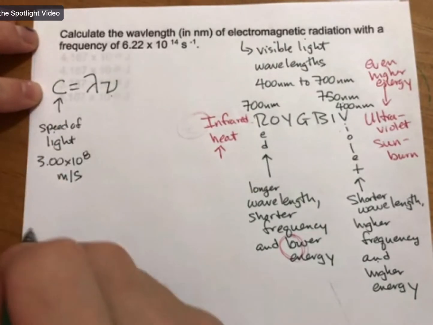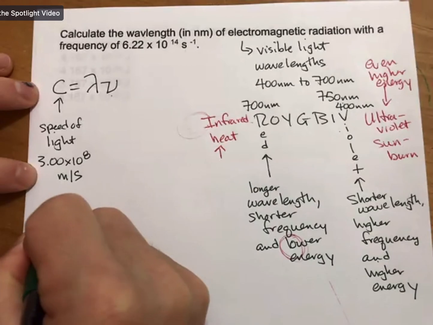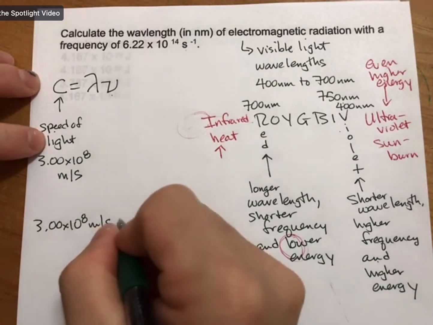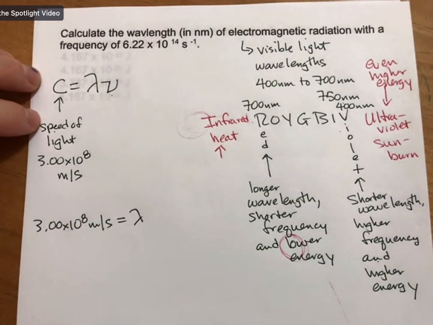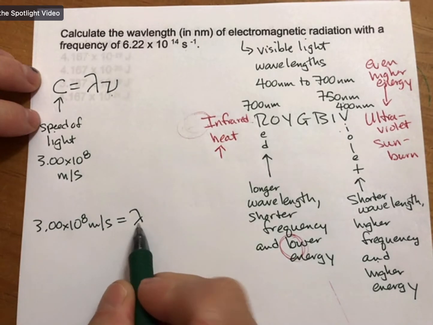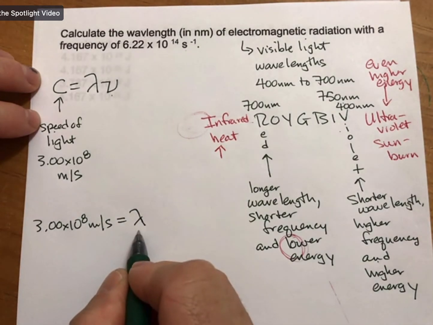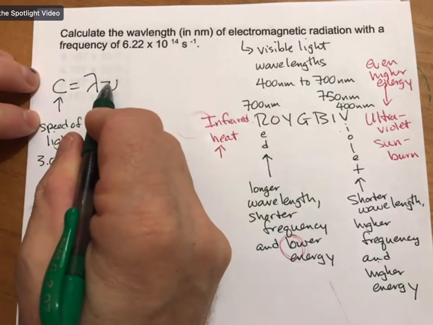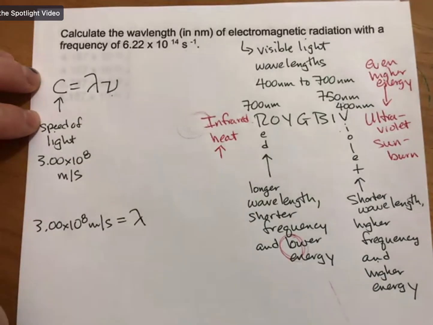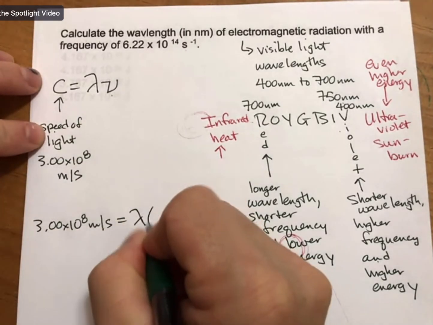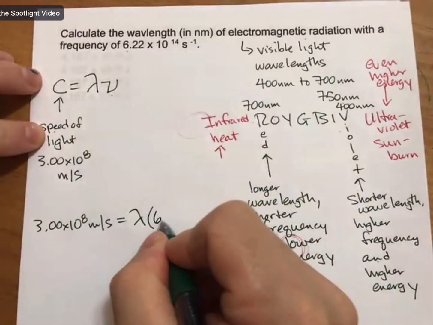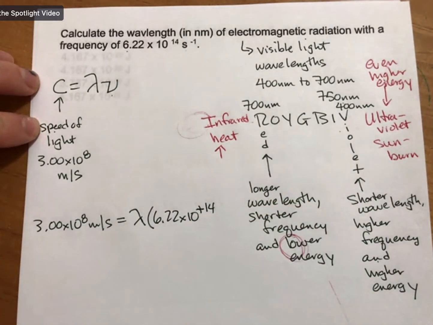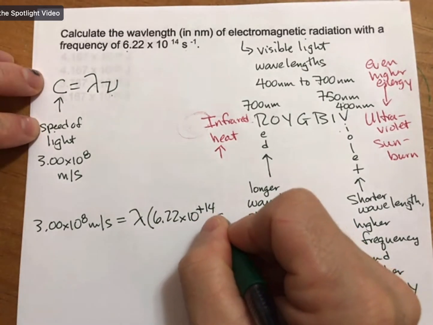So let's go ahead and plug into this equation now. So 3.00 times 10 to the 8th meters per second equals wavelength, and sorry I didn't mention this before, this is the lowercase Greek letter lambda, times frequency, which is this nu, the funny v with a hat on the back of it, 6.22 times 10 to the plus 14 seconds to the minus 1.